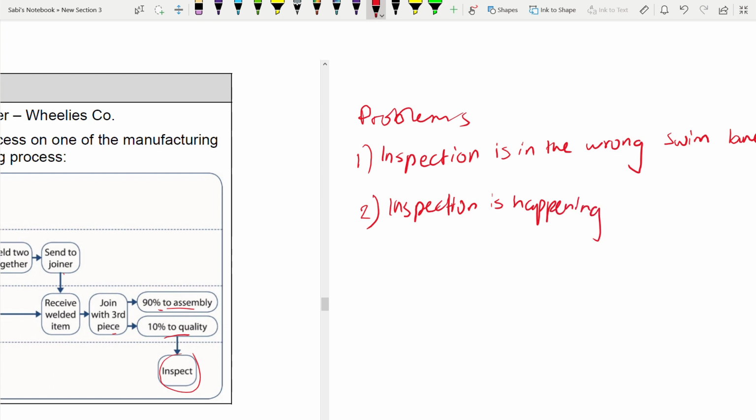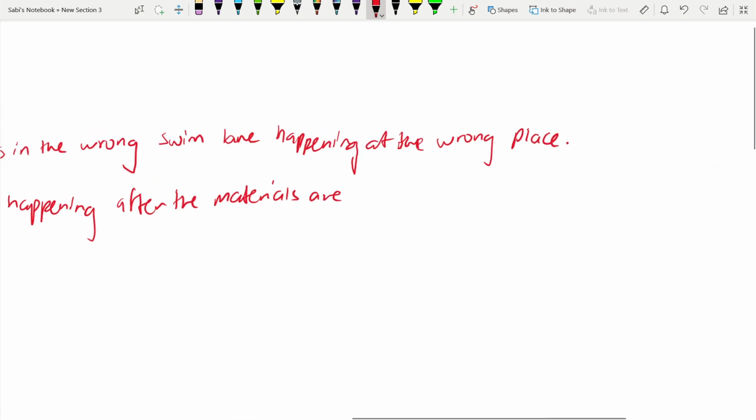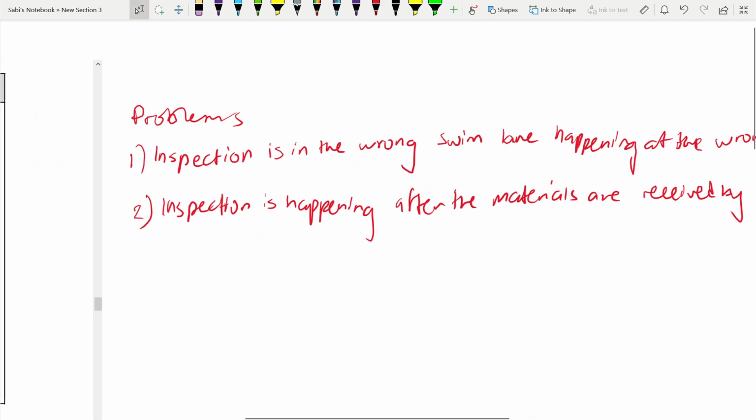Is happening after the materials received by the welder and joiner. Now, based on this, tell me the solutions. That means for these two problems, you'll be giving two solutions.